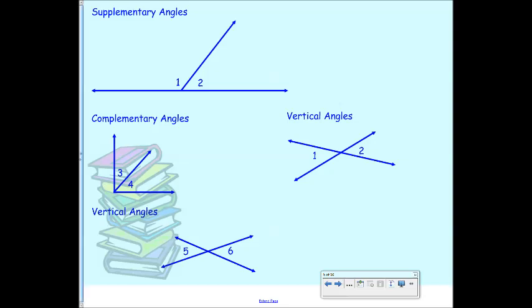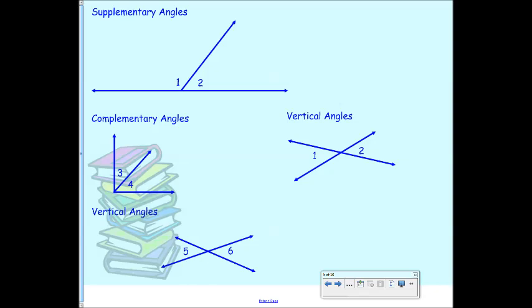Okay, so we have 3 more pairs. We have supplementary angles, complementary angles, and vertical angles. Vertical angles are going to be the most common ones that you see that we use over and over and over again in geometry. All right, supplementary and complementary, you guys might have heard these before. What does supplementary mean? Or what does it look like it means if you don't know? Martin? Two angles that make 180.